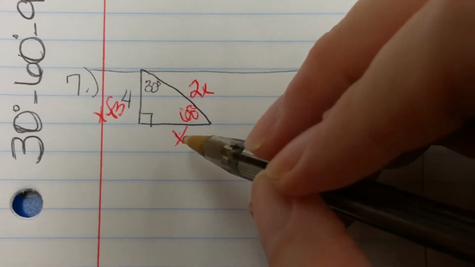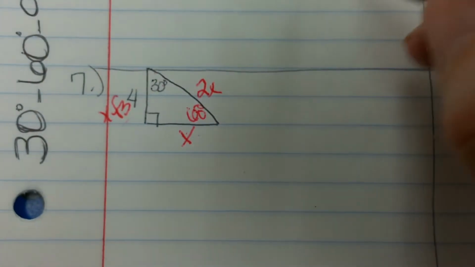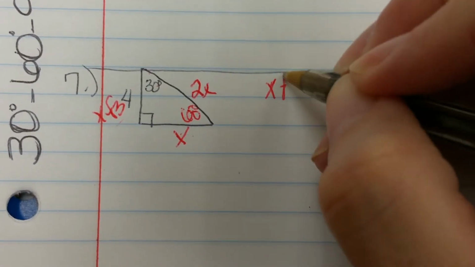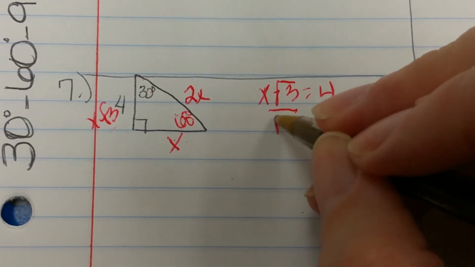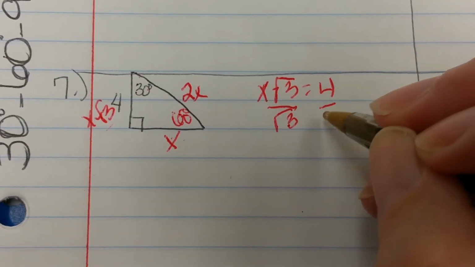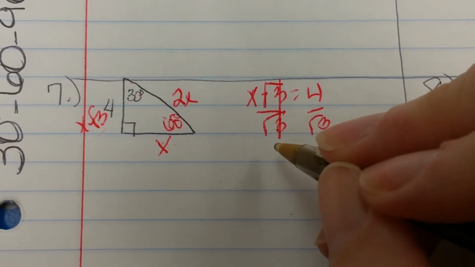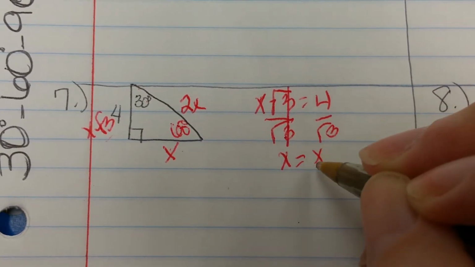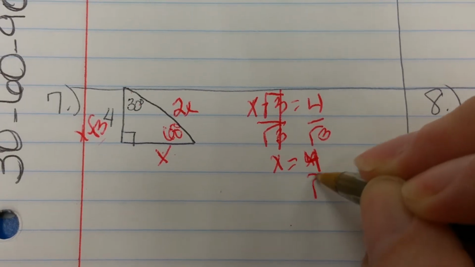So in this situation, I don't know what x is. I'm not given that value, but I do have enough information over here to solve and find out what x is. So I know that x square root of 3 is equal to 4. So I'm going to divide both sides by the square root of 3. These square roots of 3 reduce to 1. And I'm left with x equals 4 divided by the square root of 3.